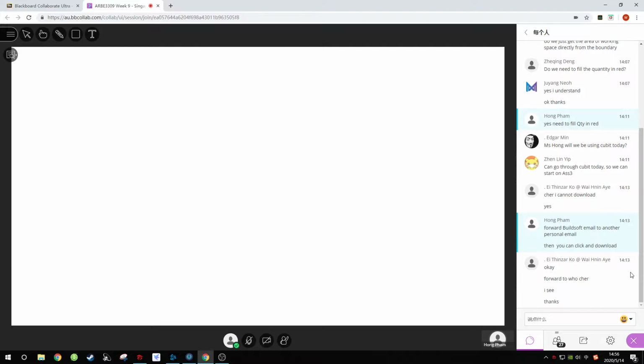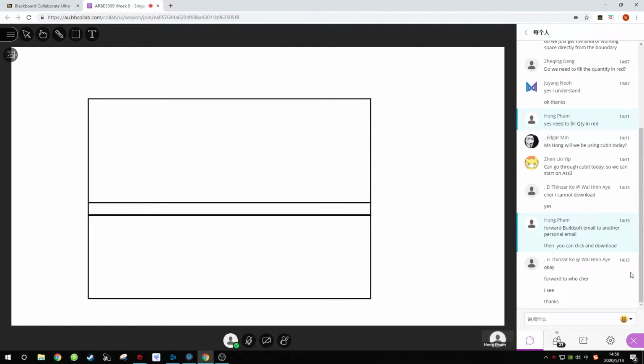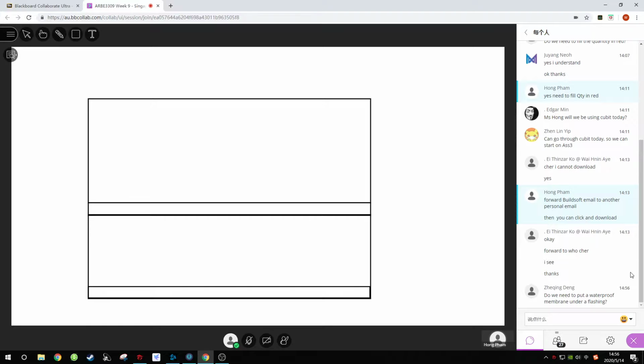Okay, I'm going to give you another example for flashings. Let's say you have a brick wall. This is your wall here, this is your slab, another level here, and this is the ground level. This is your outside level, and this is your house.